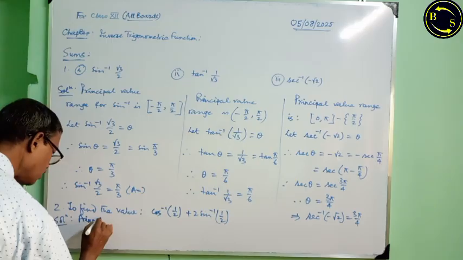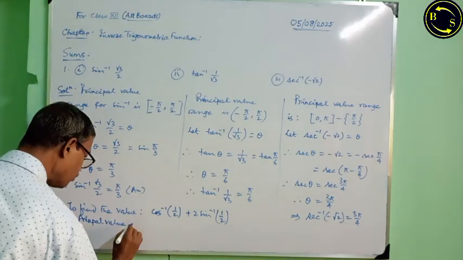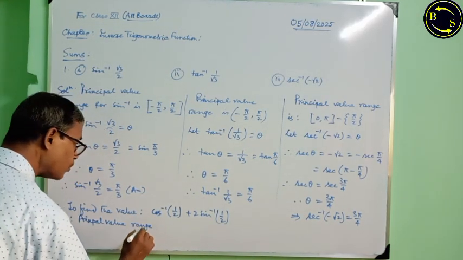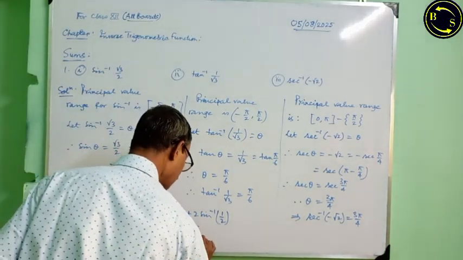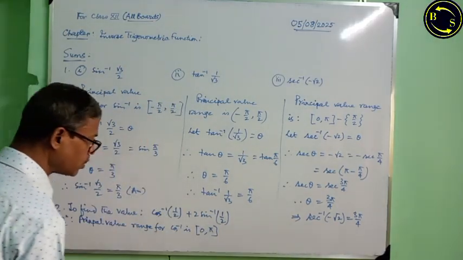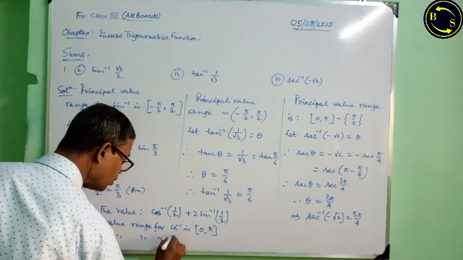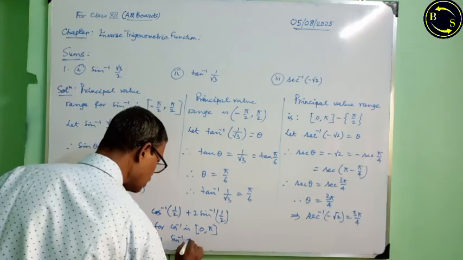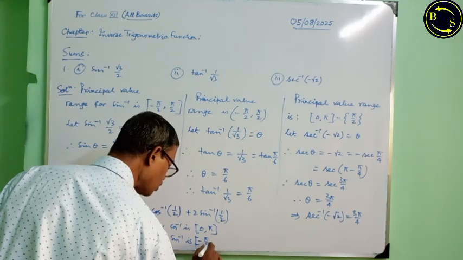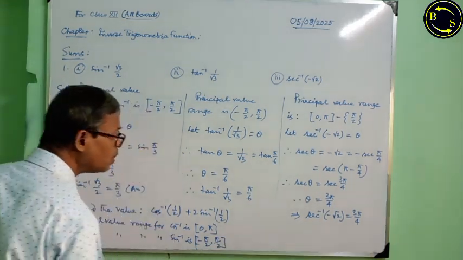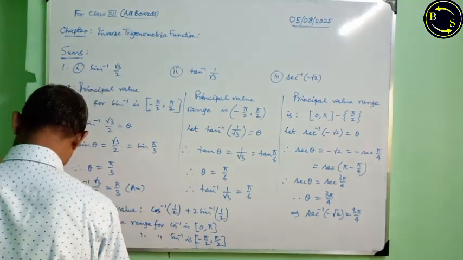Principal value range for cos inverse is 0 to pi, closed interval. Principal value range for sin inverse is closed interval minus pi by 2 to pi by 2. Now we shall calculate the principal values for this and this, then add.